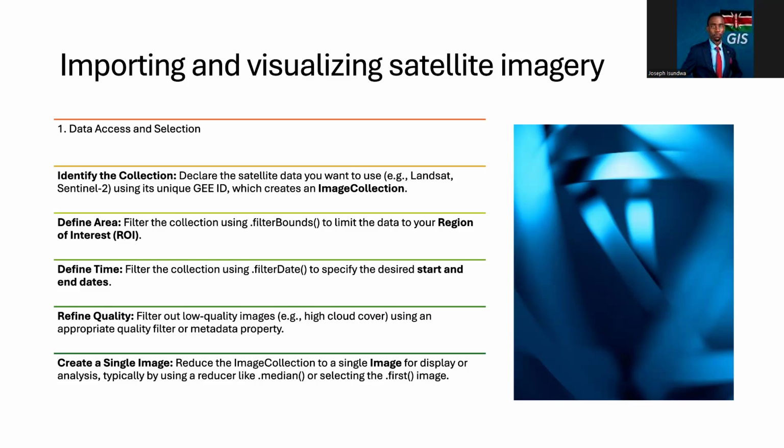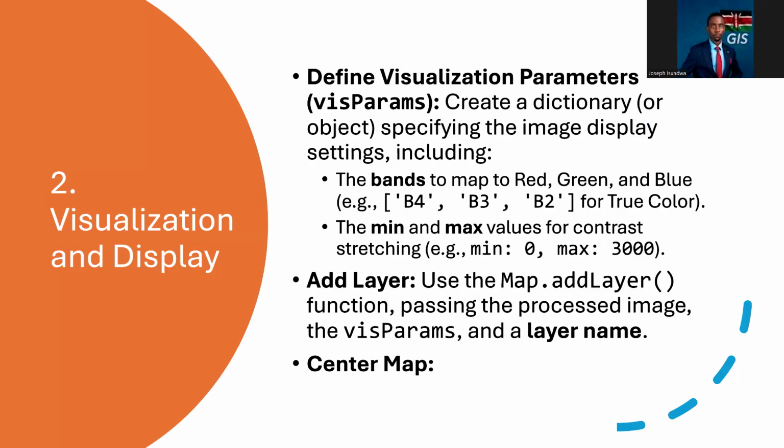And also we can create a single image. This is, for example, reducing the image collection. As I have said, the mean, we can reduce the whole thing to have only one image per year instead of having 365 images that were collected each and every day.